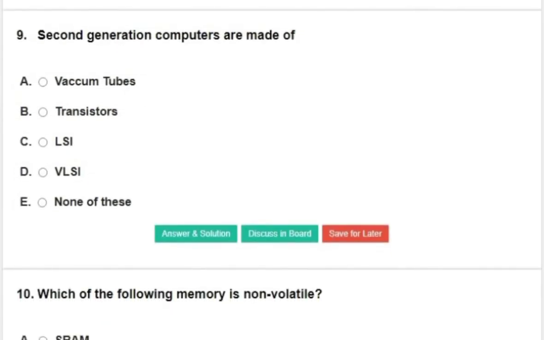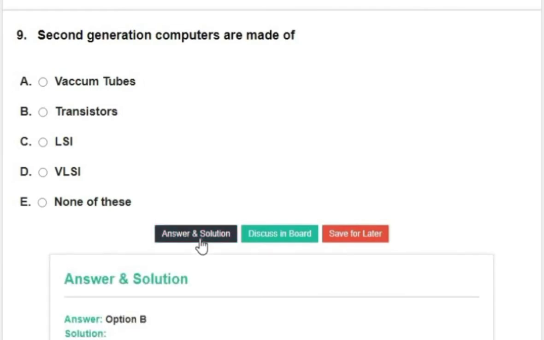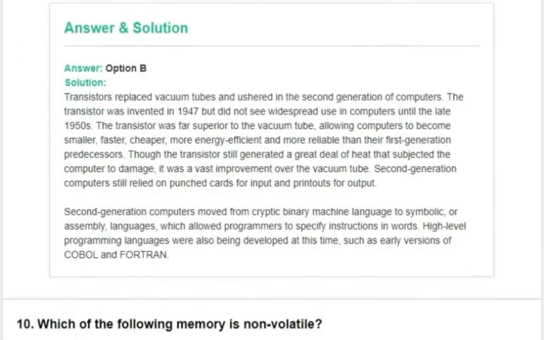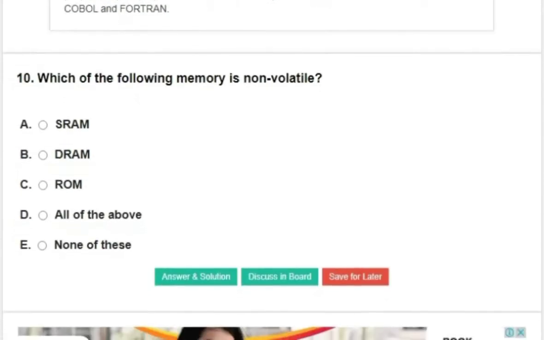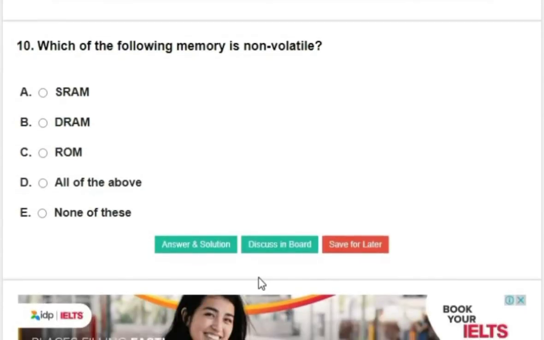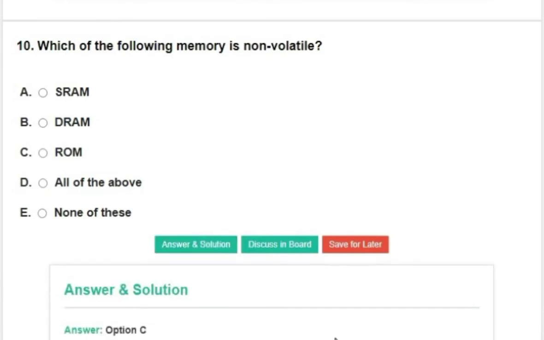Second generation computers are made up of vacuum tube, transistor, LSI, none of these. Answer is transistor. Which of the following main memory is non-volatile? SRAM, DRAM, ROM, all of these. And answer is C, ROM.